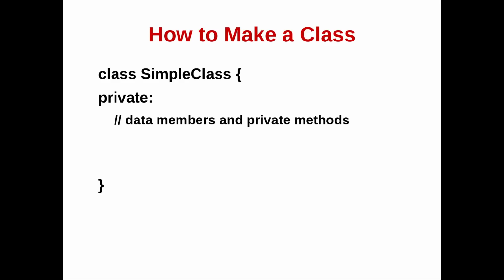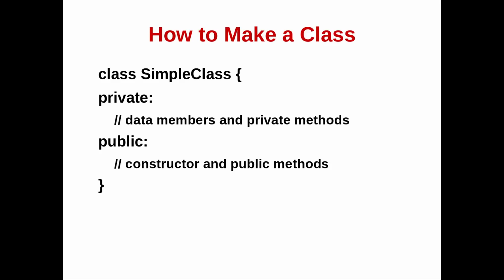So, we have this private right here. This is where you put your data members and private methods. And then we also have public. And this is where you put your constructors and public methods. Now let's take a quick explanation of what this stuff is. And why do we care about private, and why do we care about public?